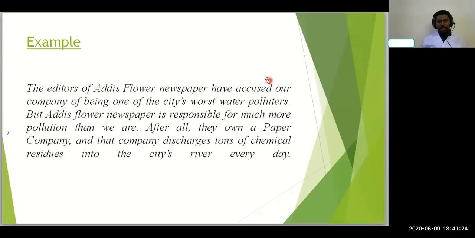Look at this example for a better understanding of what the red herring fallacy of relevance is. The editor of the Addis Flower newspaper has accused our company of being one of the city's worst water polluters. But Addis Flower newspaper is responsible for much more pollution than we are. After all, they own a paper company that discharges tons of chemical residues into the city river every day.